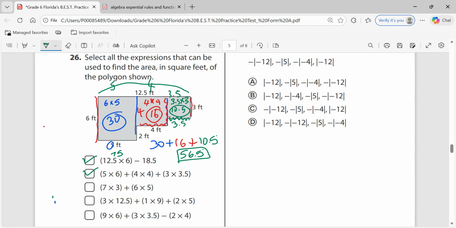I could come here. I could still put it though. So 30, 16, and 10.5 together gives me 56.5. I'm good. On the next one, I have 21 plus 30. That does not give me 56.5, so I know that's not it.